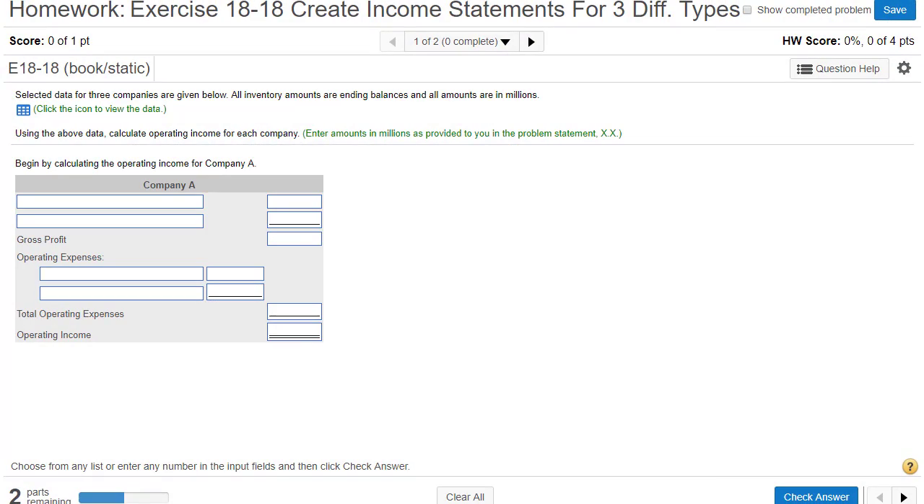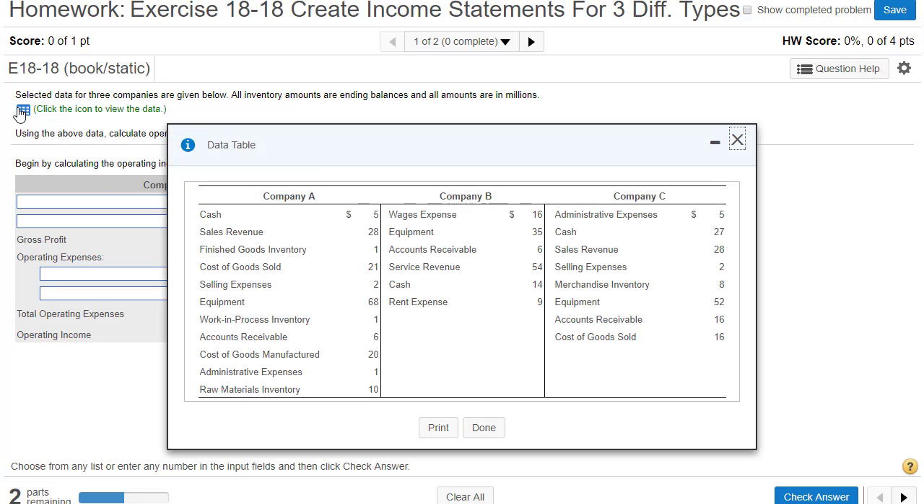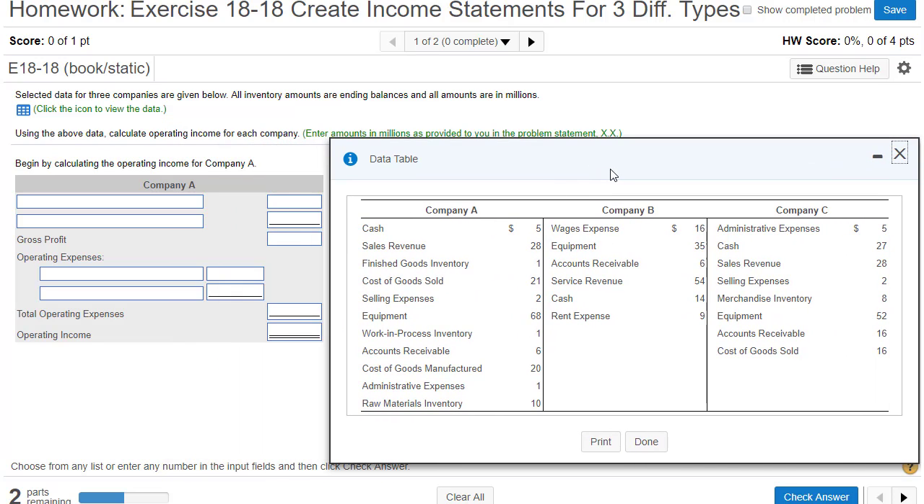Exercise 18-18. We're going to create income statements for 3 different types of companies: a service company, a merchandising company, and a manufacturing company. So selected data for 3 companies are given below. All inventory amounts are ending balances and all amounts are in millions. So here is our data. And it says, using the above data, calculate operating income for each company.